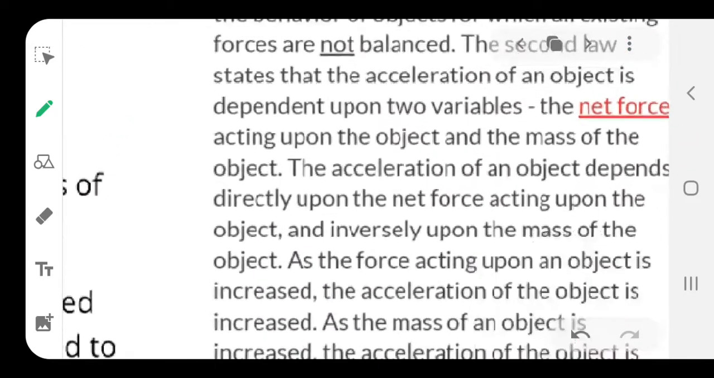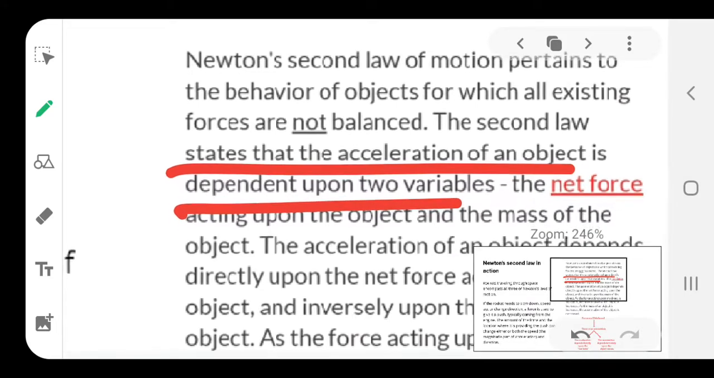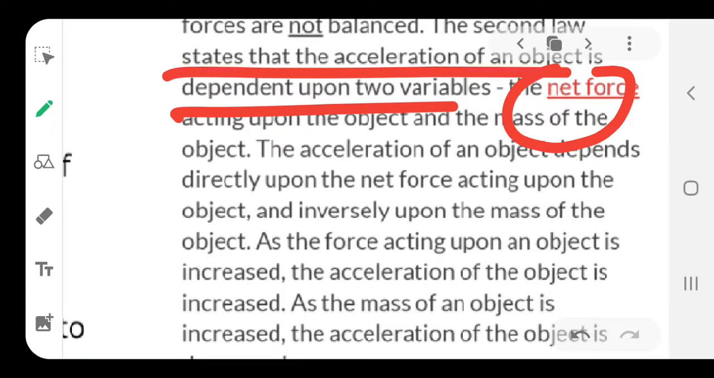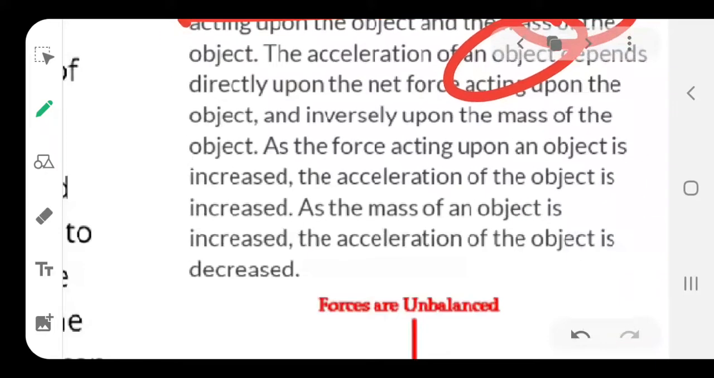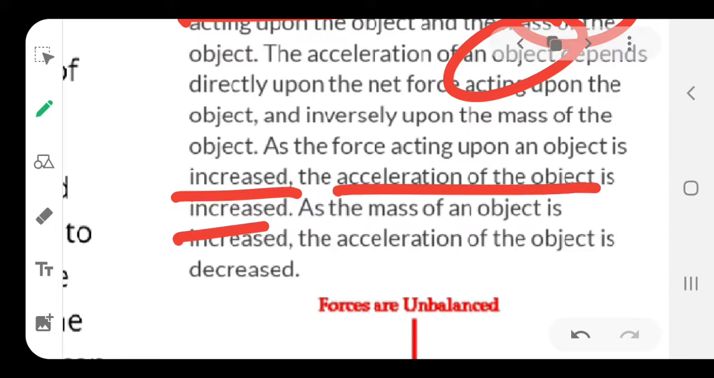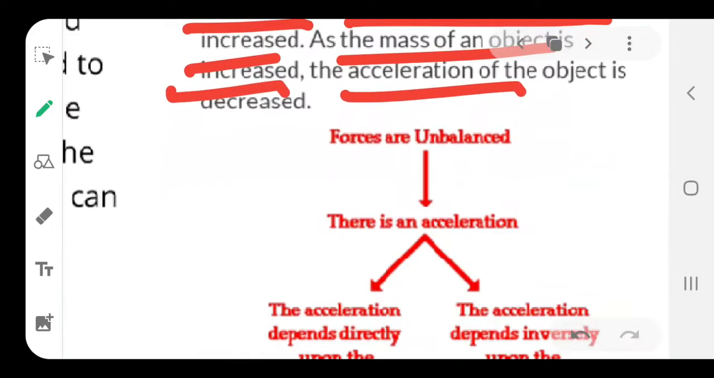Now, according to this we have again the same statement that says the acceleration of an object depends upon 2 variables, as I have told you: the net force and the mass of the body acting on it. So, as the force acting upon an object is increased, the acceleration of the body is more, and if the mass of an object is increased, acceleration will go down. So, underline the statement: more the force, more the acceleration; more the mass, less the acceleration.